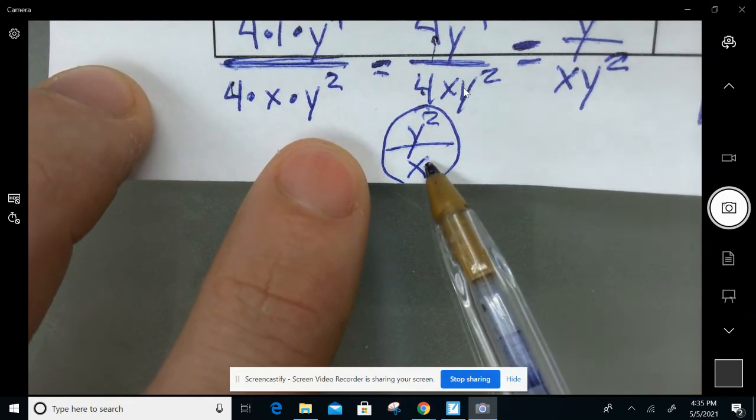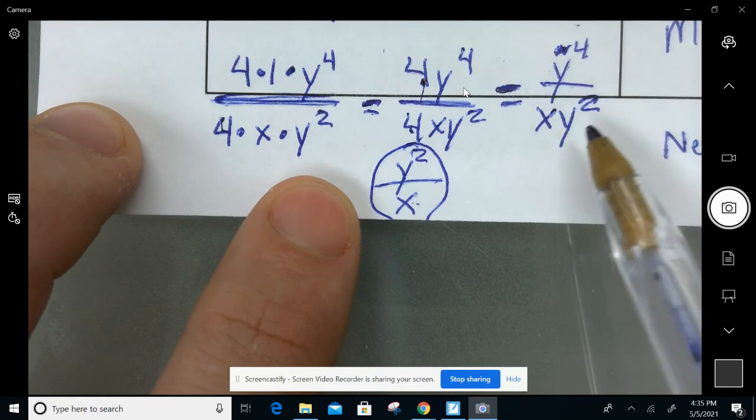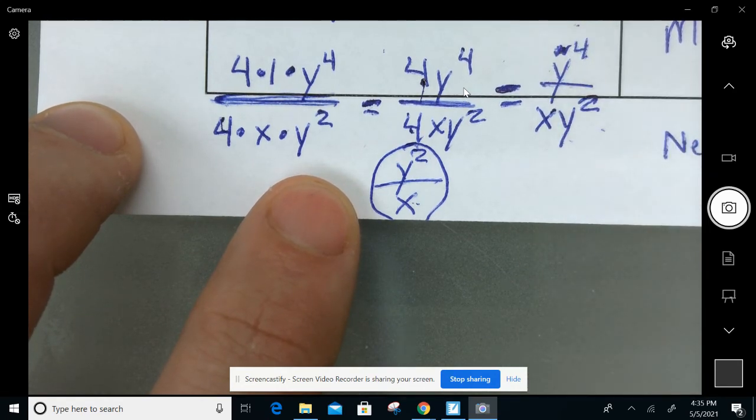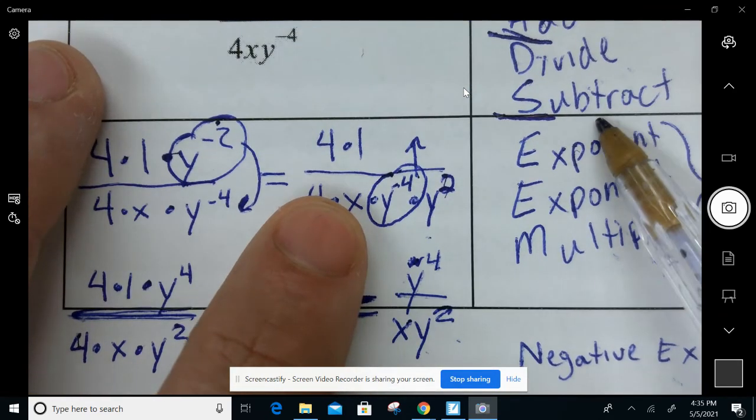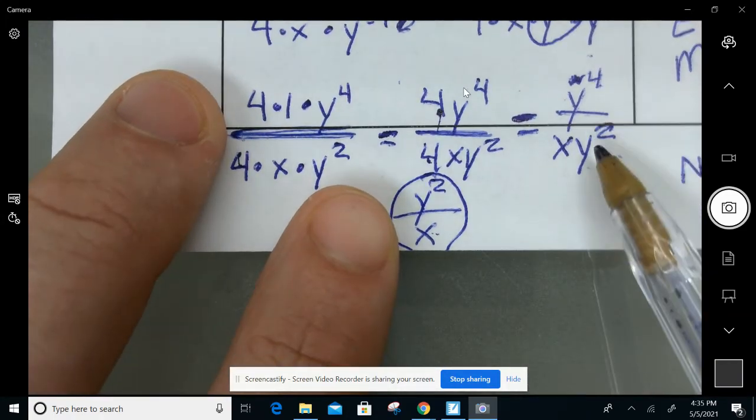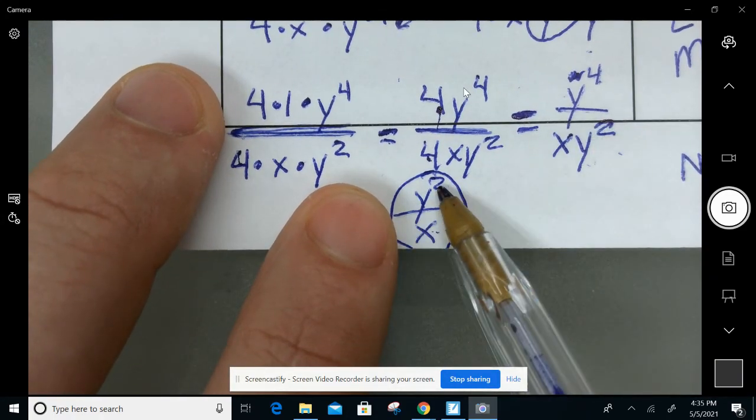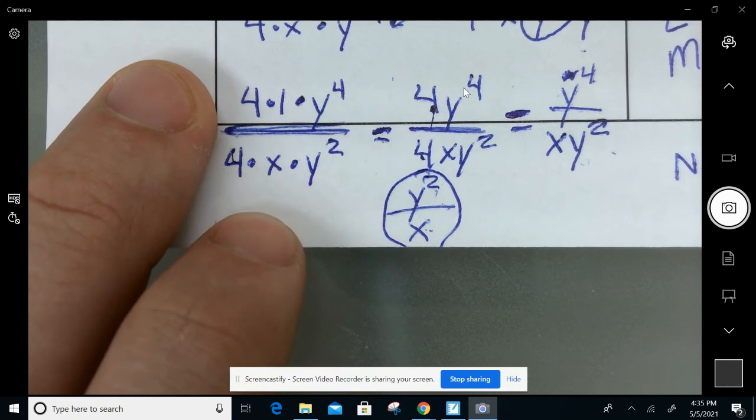That's the answer right there, because 2 y's would cancel on top and bottom. Or the rule, when you divide, you subtract the exponents. So 4 minus 2 is 2. There you go. All right.